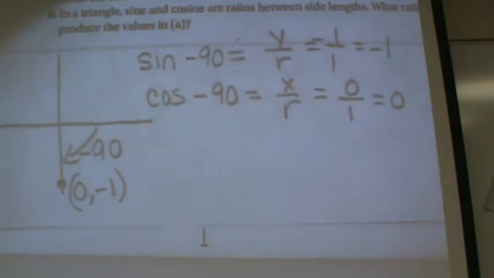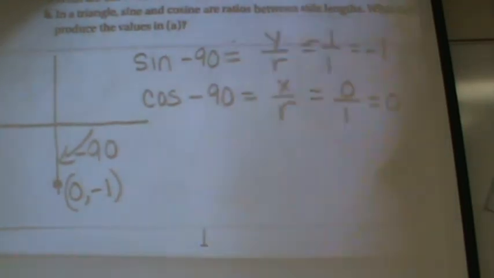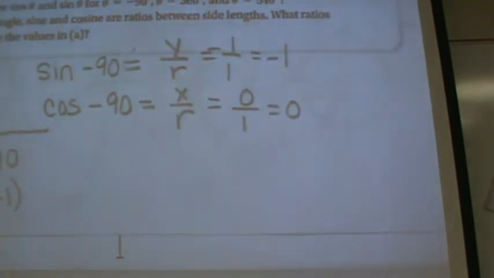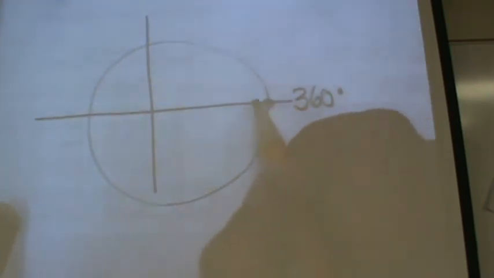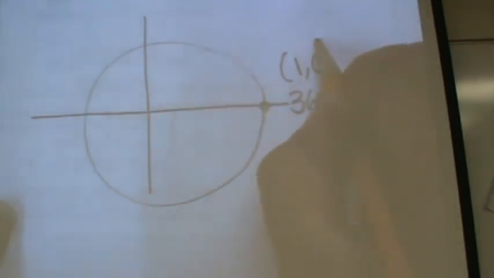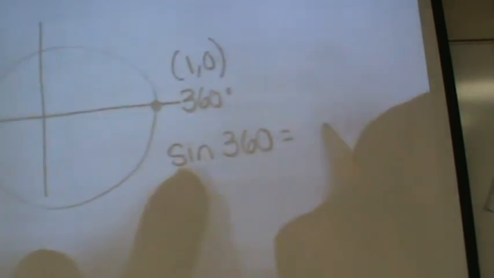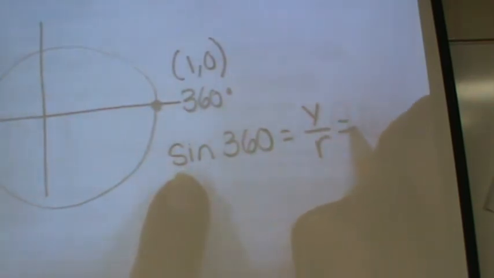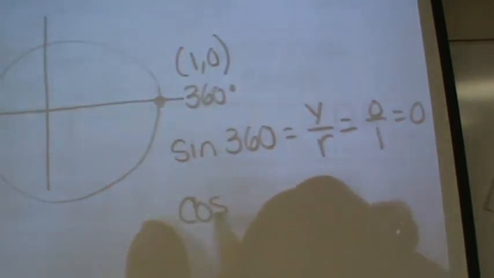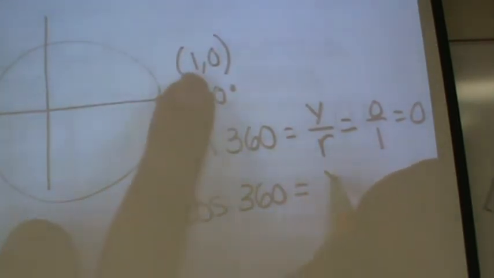You get this? How about 360? Try to find a spot. Where is 360 degrees, everybody? It's right here. This is 360 degrees. What ordered pair is this? 1, 0. What's the sine of 360 degrees? Sine is the Y value over the R value. What's the Y value here? 0. So 0 over 1 is 0. What's the cosine of 360? Cosine is X over R. So it's 1 over 1, which is 1.